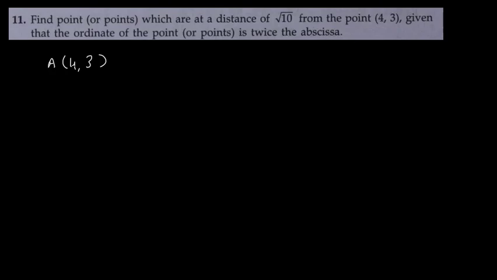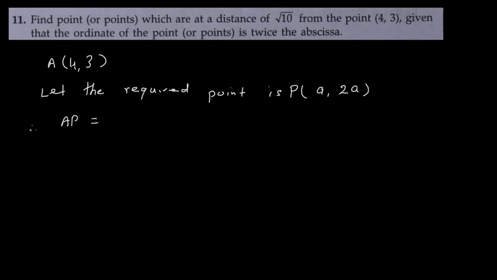and I will say let the required point be P. For the required point they have given that the ordinate, meaning the y coordinate, is twice the abscissa. If the abscissa is a, then the ordinate will be 2a. Let the required point be P (a, 2a). So therefore it is given that AP is root 10.